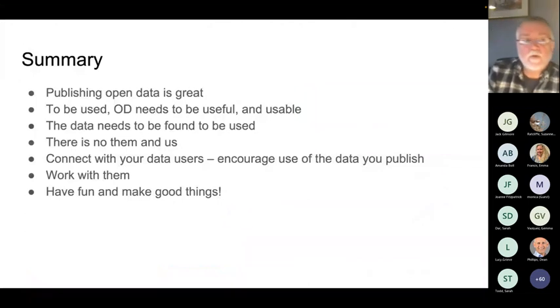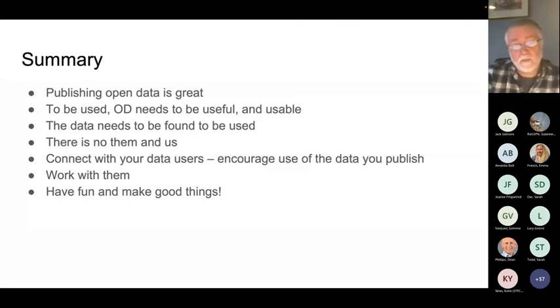So I'm going to wind up with a summary and say, publishing open data, as we've heard from various speakers today, is a great thing. But to be used, open data needs to be useful, and it needs to be usable. The data has to be found, and we can help with that. There is no them and us. Government and civic society should coexist and should support one another. And if you are in the publisher space, whether it's in academia or in government, then I think you need to connect with your data users and encourage the reuse of the data that you're publishing. So work with them, and if you do that, you can have some fun and make some very useful things.